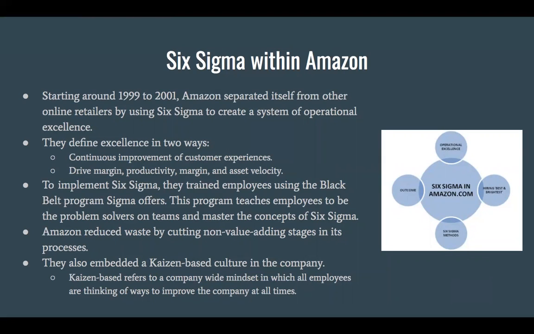To implement Six Sigma, they train employees using the Black Belt program that Six Sigma prides itself on. This program teaches employees to be problem solvers and to master the concepts of Six Sigma. Amazon reduced their waste by cutting non-value adding stages in all of its processes, from shipping and handling to storage and things like that. They also embed a Kaizen-based culture into the company, which is a company-wide mindset where all the employees are always thinking, what can we do to improve the company more?